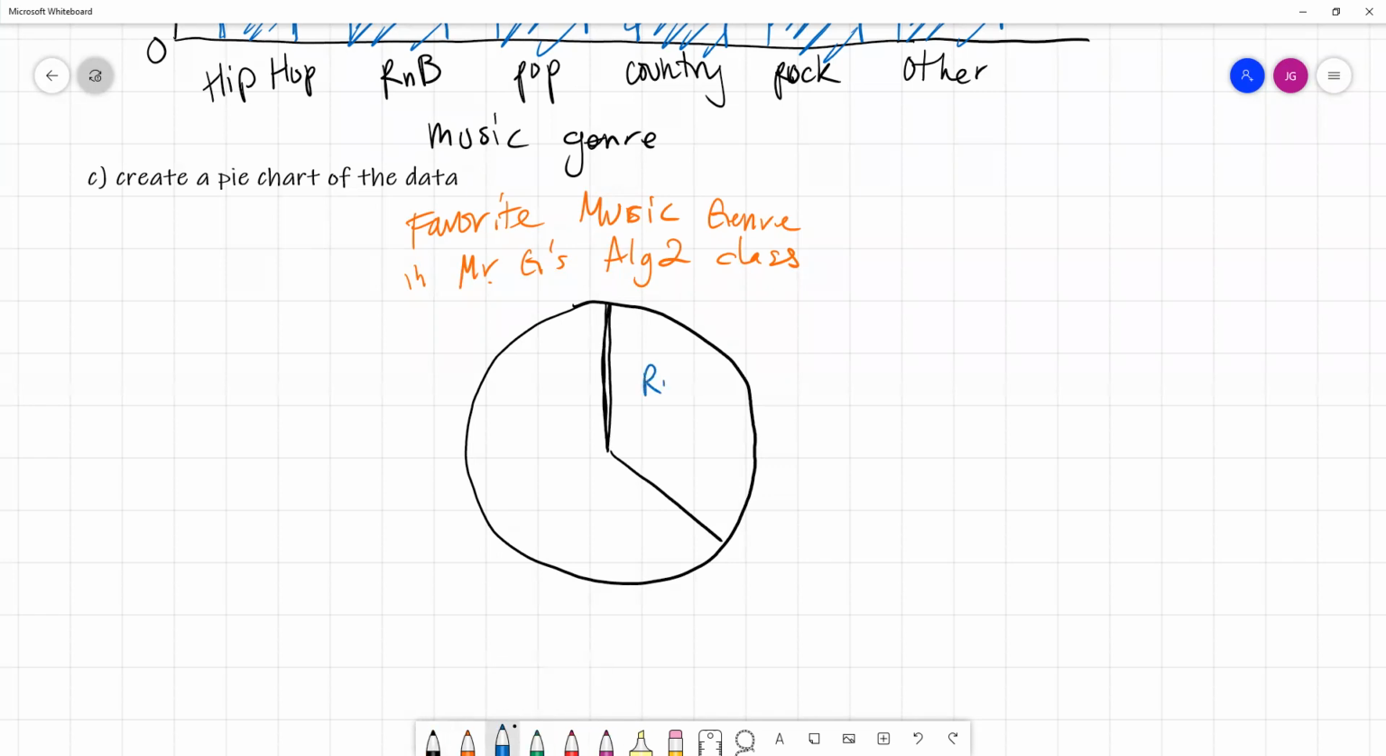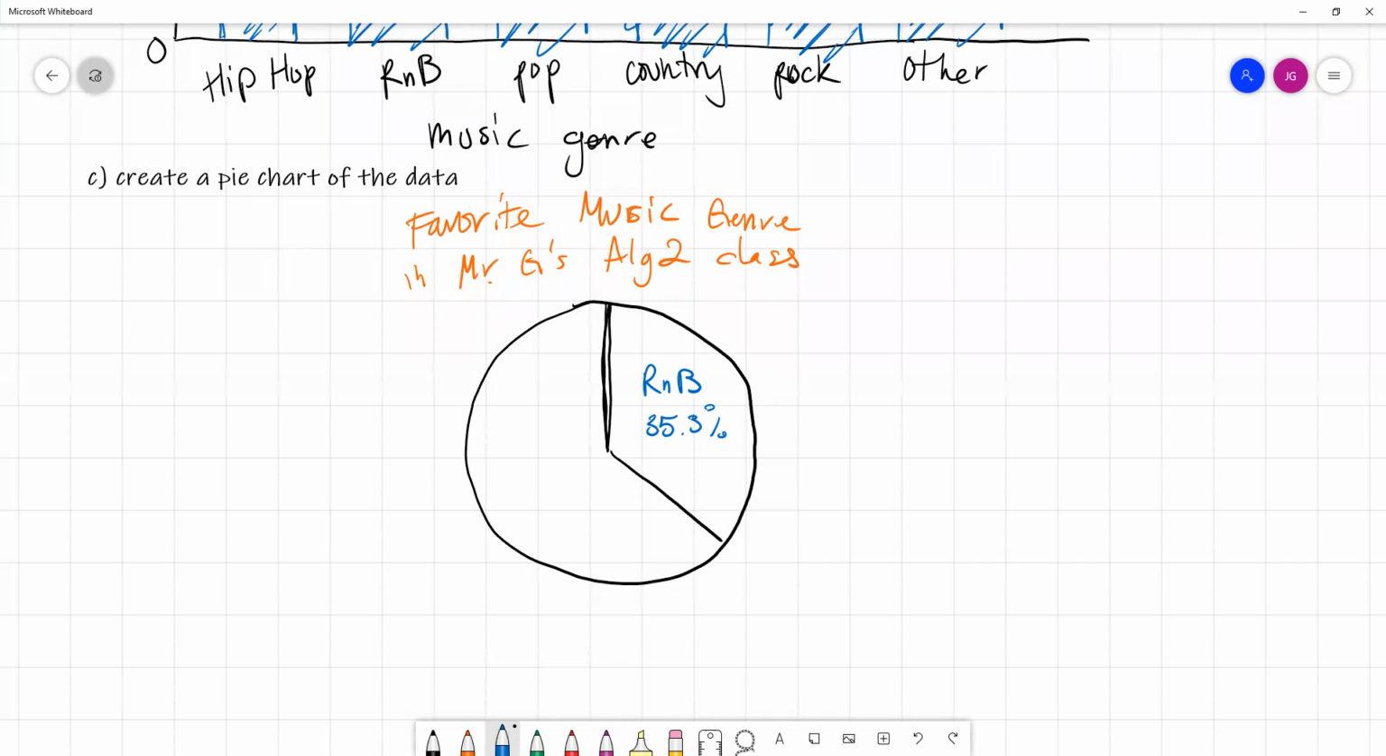Okay, and I'm going to label as I go. So R&B. And you always want to put the category, so the data value, in this case R&B, and then attach the percentage with it, okay? You always want to make sure those two things go with that slice. And you can do it like I'm doing here, where I put it inside the slice, or if the slice is going to be too small, like we're going to have here in a little bit, I can put it outside, okay?